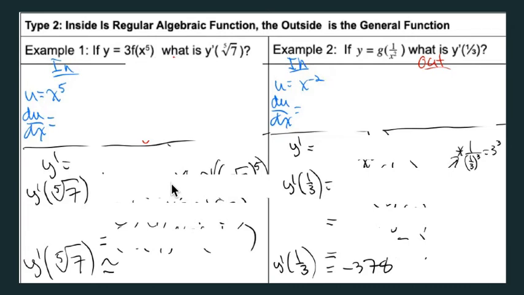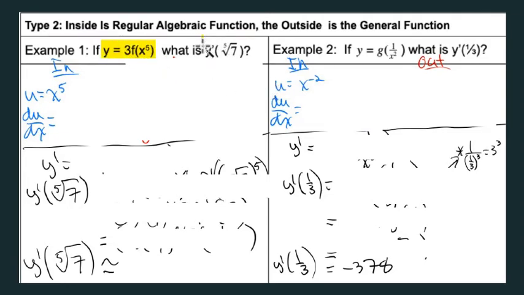This is type 2 of the chain rule, where we're combining algebraic functions and values of functions from tables. In type 1, the inside function was the general function like f of x, g of x. This time, though, the inside function is actually a regular algebraic function, and the outside function is the general function, okay? When I say general function, I mean f of x, g of x, and we figure out what the values of f of x, g of x, f prime of x, and g prime of x are from a table of values. Okay, so here's our first function right here, and I'll highlight that. So there's our first function.